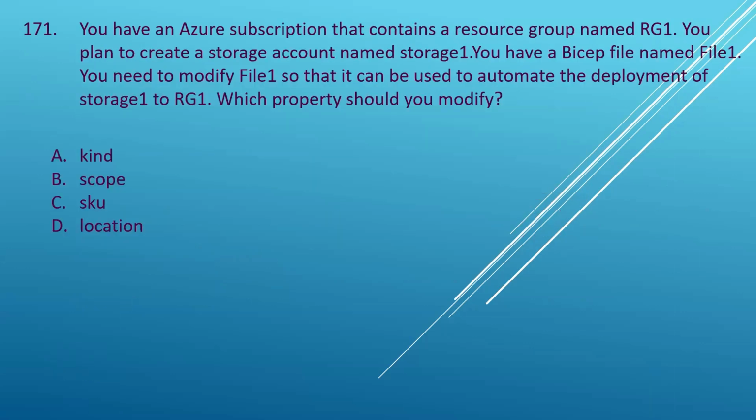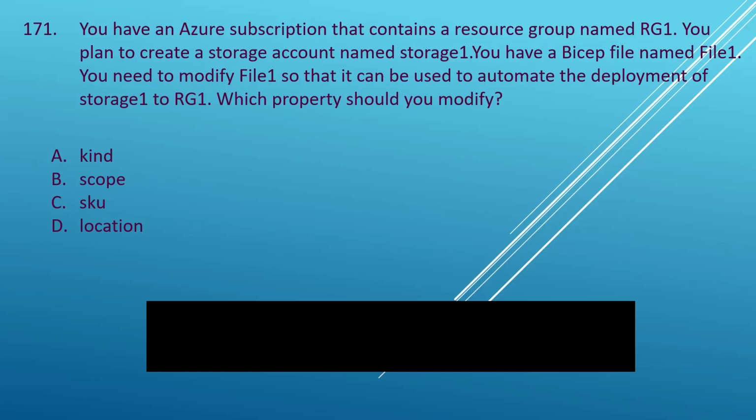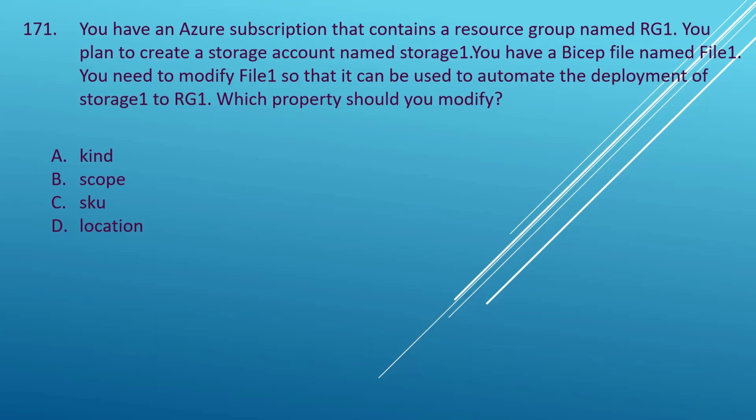This is question number 171 of the series. You have an Azure subscription that contains a resource group named RG1. You plan to create a storage account named storage1. You have a bicep file named file1. You need to modify file1 so that it can be used to automate the deployment of storage1 to RG1. Which property should you modify? Your options are kind, scope, SKU, location.